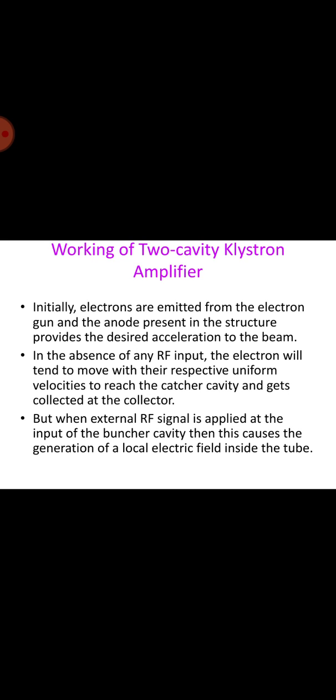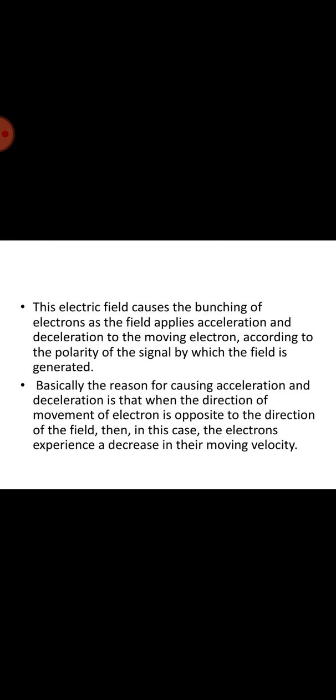Initially, electrons are emitted from the electron gun, and the anode present in the structure provides the desired acceleration to the beam. In the absence of any RF input, the electrons tend to move with their respective uniform velocities to reach the catcher cavity and get collected at the collector. But when an external RF signal is applied at the input of the buncher cavity, this causes the generation of a local electric field inside the tube. This electric field causes the bunching of electrons, as the field applies acceleration and deceleration to the moving electrons according to the polarity of the signal by which the field is generated.